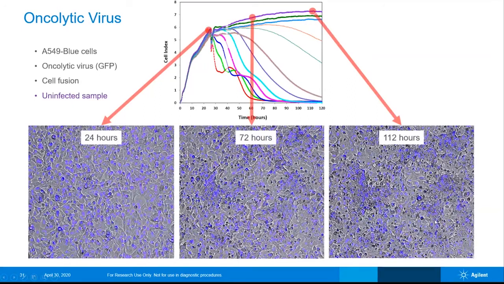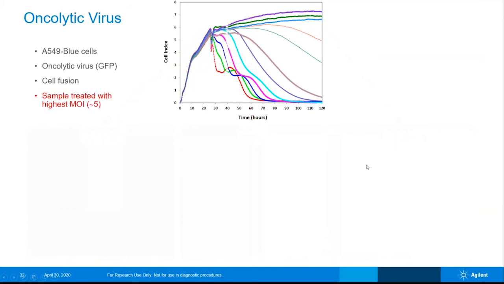I'd like to now contrast this with the case where the cells were infected with the highest concentration of virus at an MOI of about 5, which again is this red data trace shown here.